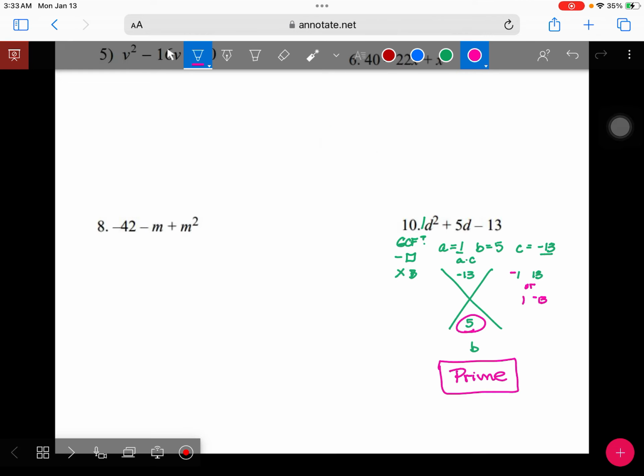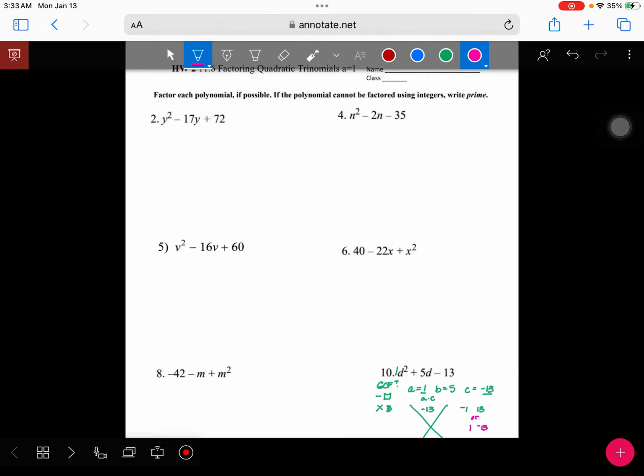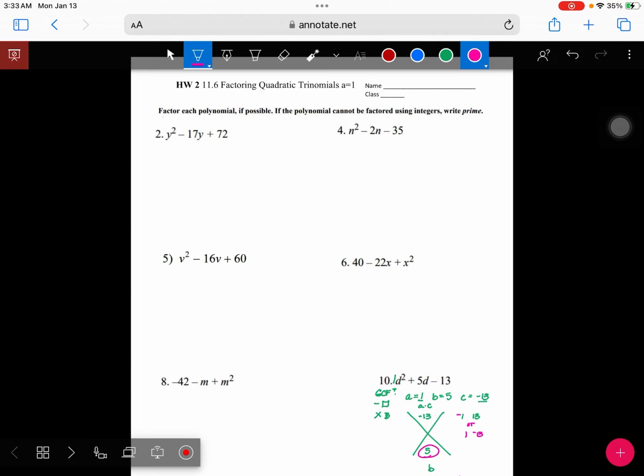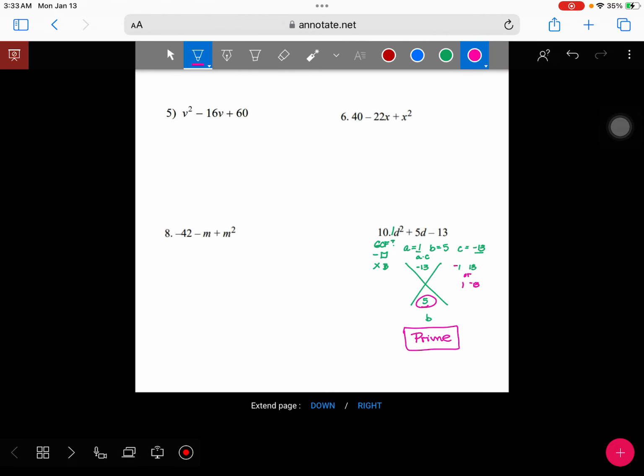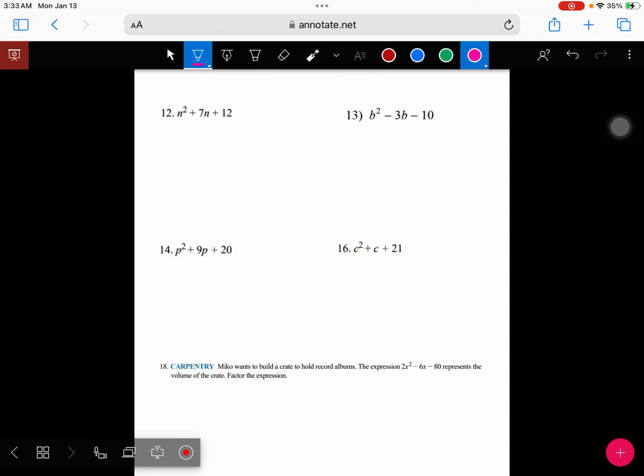Okay, so I need you for homework. This is due on Tuesday. Finish the rest of these 5 problems on the front and these problems on the back, and make sure you have this ready to turn in for Tuesday.